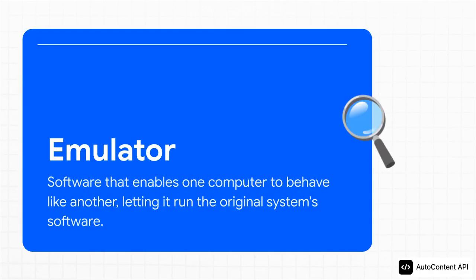So how in the world is this even possible? Well, the magic here is a technology called an emulator. The easiest way to think about it is like a digital translator. It basically teaches your modern computer to behave exactly like that old hardware, creating this perfect little virtual home for the old software to run in, thinking it's right back where it started.